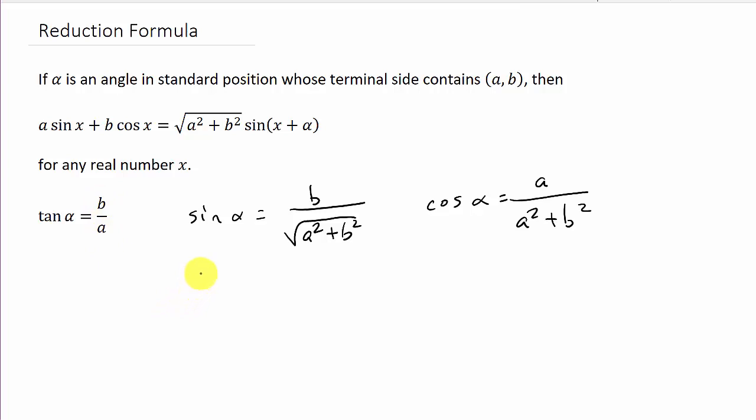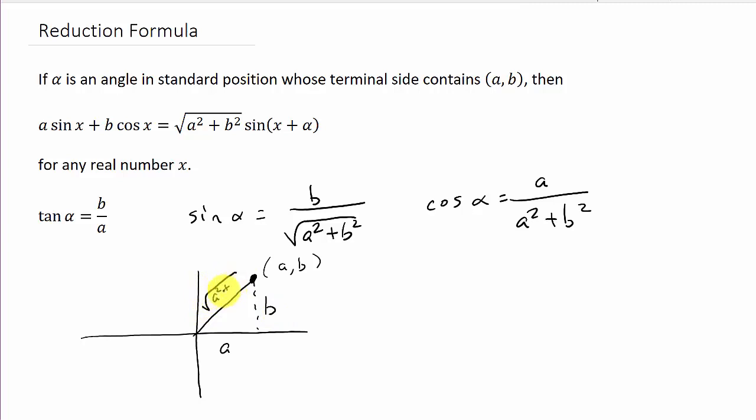And look, if you have an angle here, and it doesn't matter what quadrant it's in, and say the terminal side contains the point (a, b), so we know this is a, this is b. And this side here is the square root of a squared plus b squared. See, Pythagorean Theorem. And if this is theta, that's where these come from.